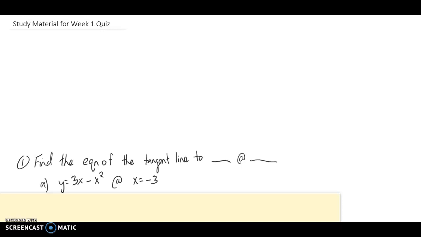1a, find the equation of the tangent line to blank at blank. So I want you to find the equation of the tangent line to that thing at x equals -3. So here's your spot. This is just like our board work. You're going to pause. You're going to try it, and then I'll put up a solution, and you can check your answer, and I'll walk through it if you want me to. So go ahead, hit pause. Okay, here comes the answer.